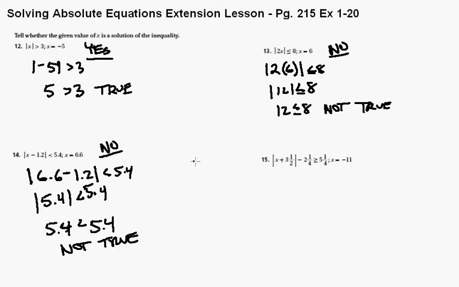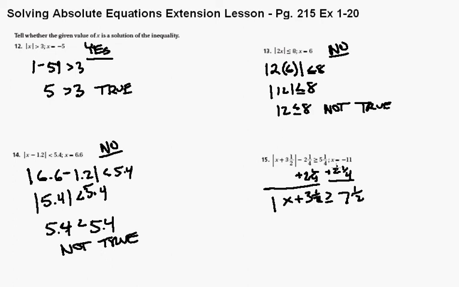Therefore, this is no. Finally, here we have the absolute value of x plus 3.5 minus 2.25 greater than or equal to 5.25. If I let x equal negative 11, the first thing I would do is add 2.25 to each side. So now I've got the inequality, the absolute value of x plus 3.5 greater than or equal to 7.5. Okay, that's a half there.